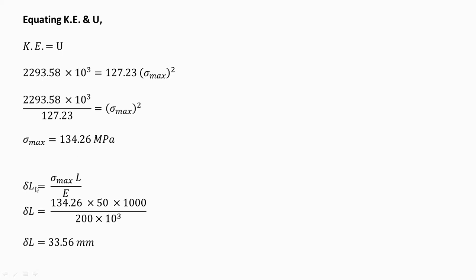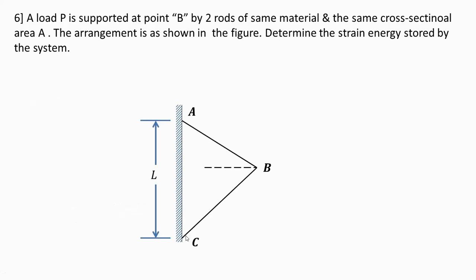And we know the elongation is sigma max into L upon E. Substitute the value of sigma max, that is 134.26. Length of the rope is 50,000. E is 200 into 10 raised to 3. So sigma max will be in Newton per mm square, L is in mm, and capital E is in Newton per mm square. So delta L comes out to be 33.56 mm.